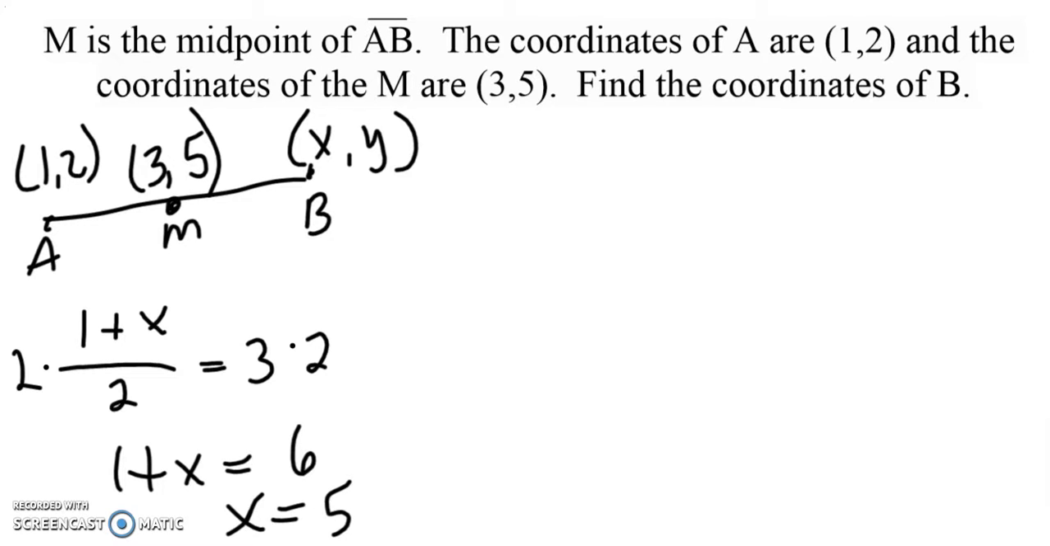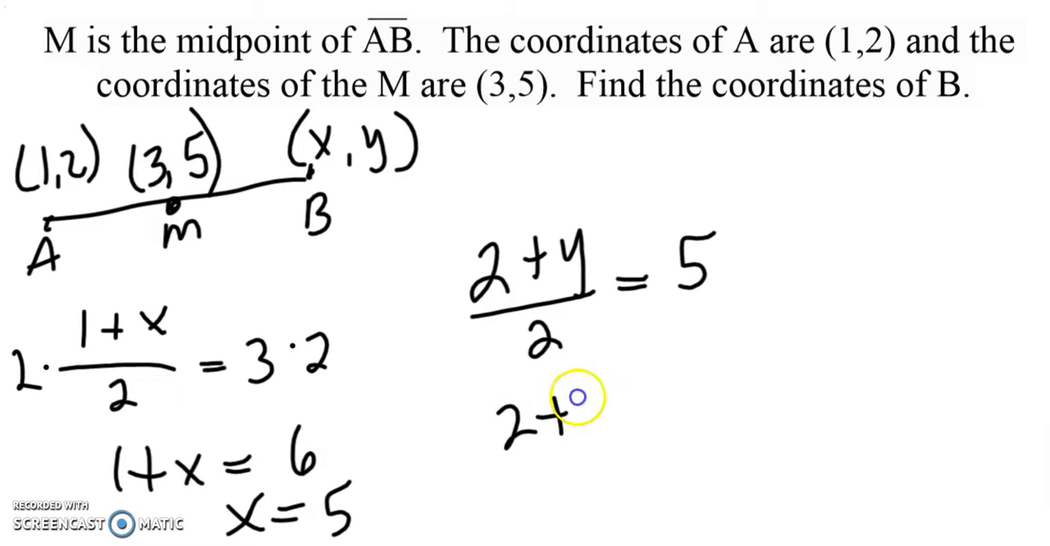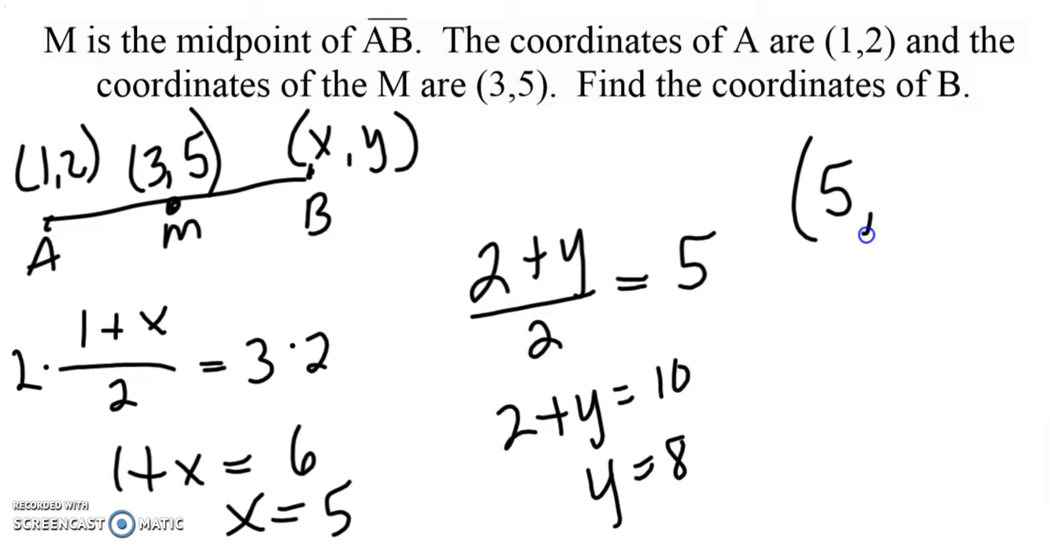Endpoints are A and B. So to average the endpoints, it's 2 plus y divided by 2. That's how we average something, equals the midpoint. So I put that there. I'm going to multiply by 2. So it's 2 plus y equals 10. And I subtract, and y is 8. And my final answer should always be written as an ordered pair. That B is 5 comma 8.